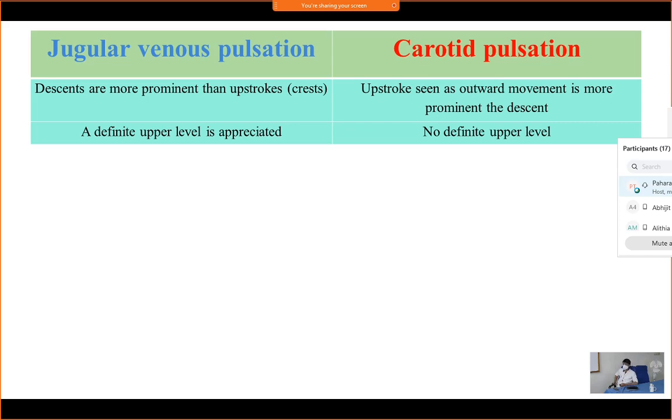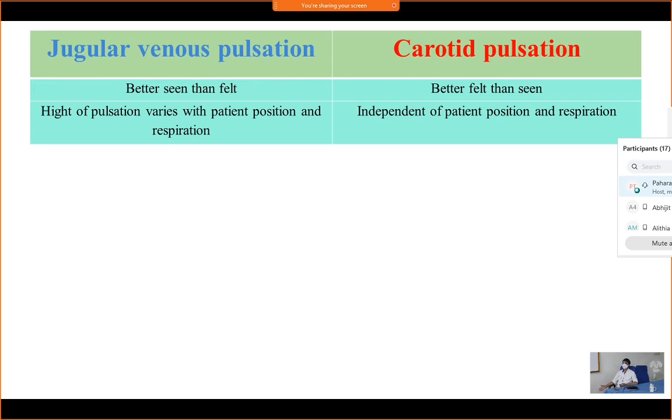In jugular venous pulsation, a definite upper level may be appreciated. You get a definite upper level, so on the basis of that only we measure the vertical height. But in carotid pulsation you will not get a definite upper level. Then jugular venous pulsation, if you try to touch it, you will not be able to feel it. That's why it is said that it is better seen than felt. But carotid pulsation is better felt than seen. So you can better palpate the carotid pulsation.